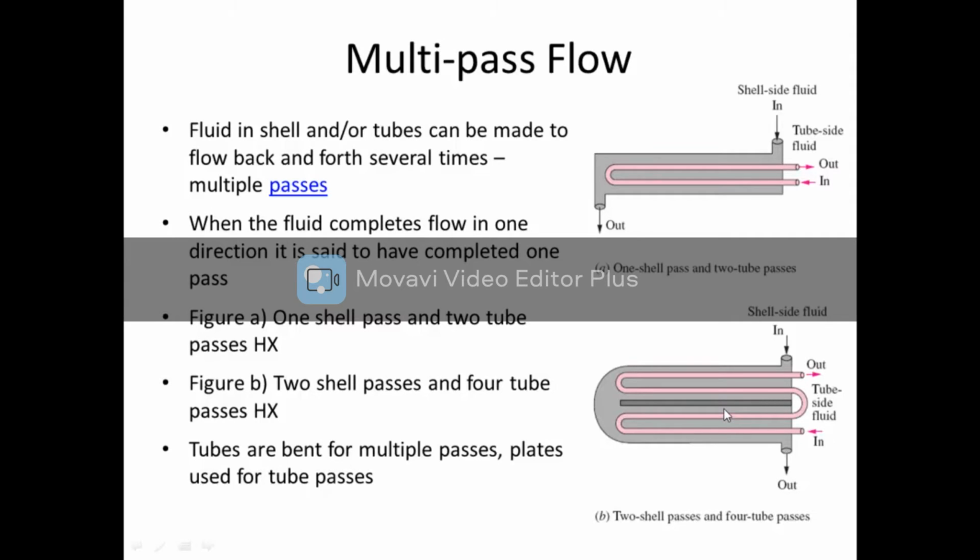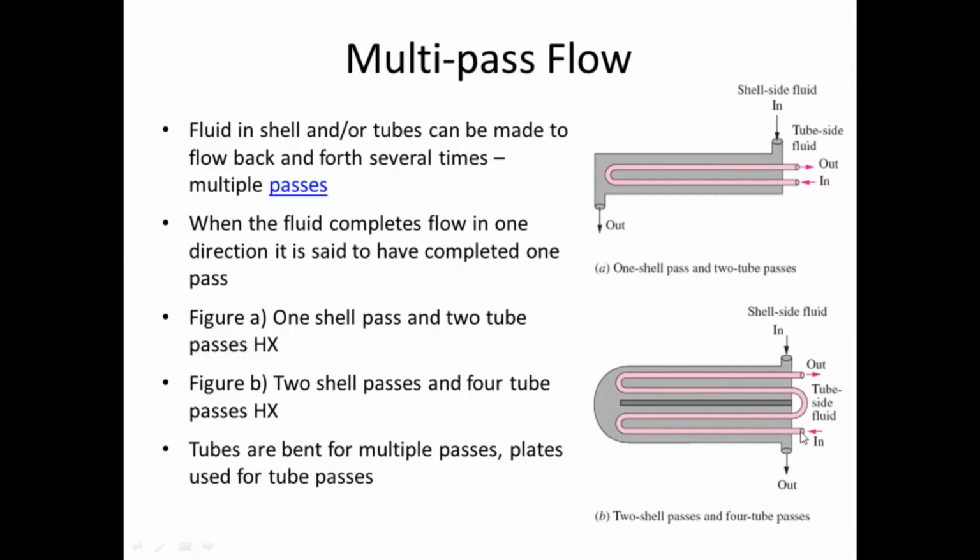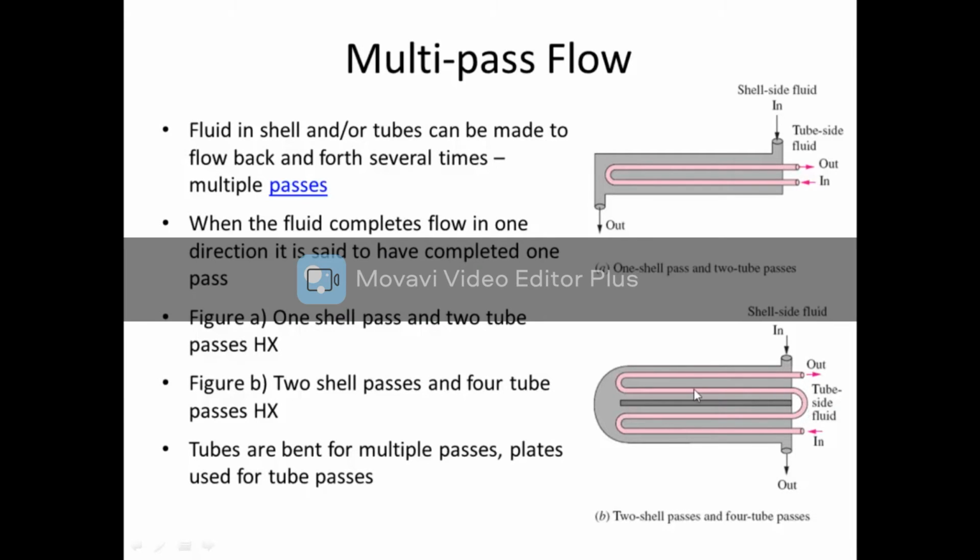In the second diagram here, we will again look at the tube fluid. It comes in here, makes one pass, returns, that is two passes, again takes a turn, comes to the left side, so that is three passes, and then takes the final pass here. So it is 4 passes for the tube fluid.